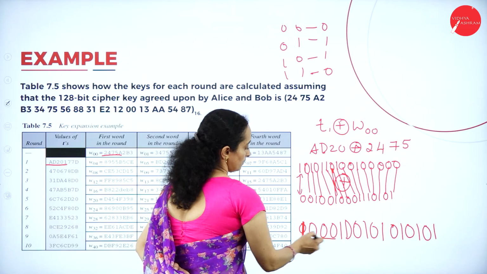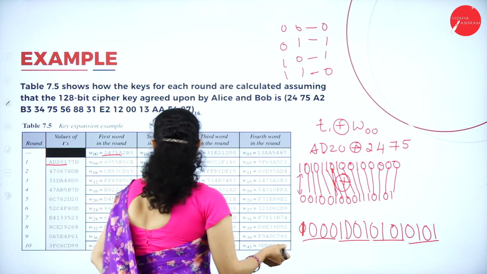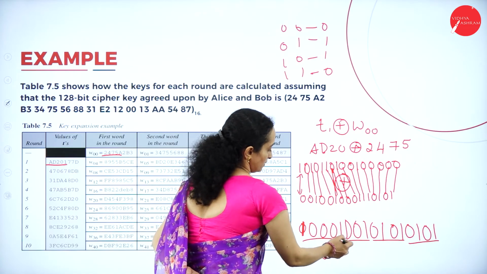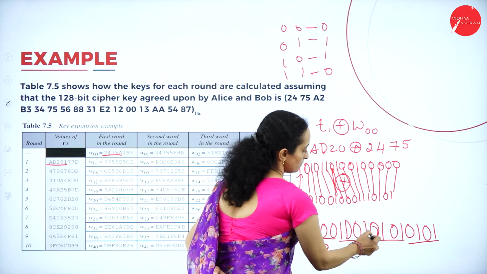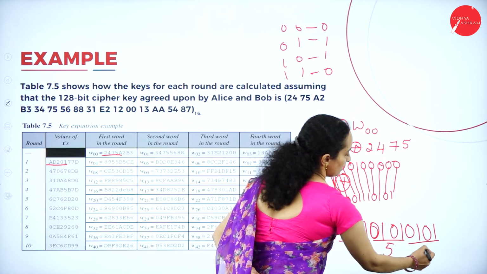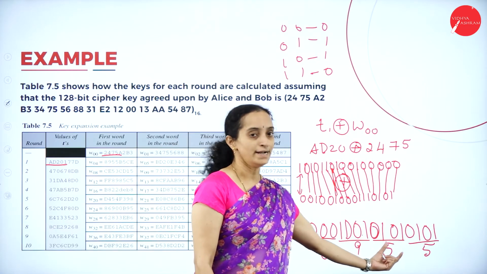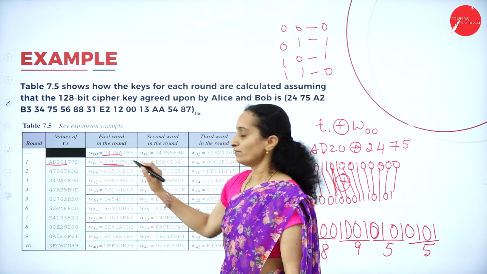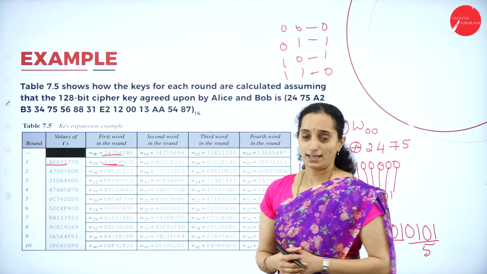If you group this as 4 bits, what you get is 8, this forms 9, then we have 5, 0 1 0 1 representing 5, again 0 1 0 1 representing 5. The first 2 bytes in the next word will be 8, 9, 5, 5. See, this is how you can generate the next word, the next round key.